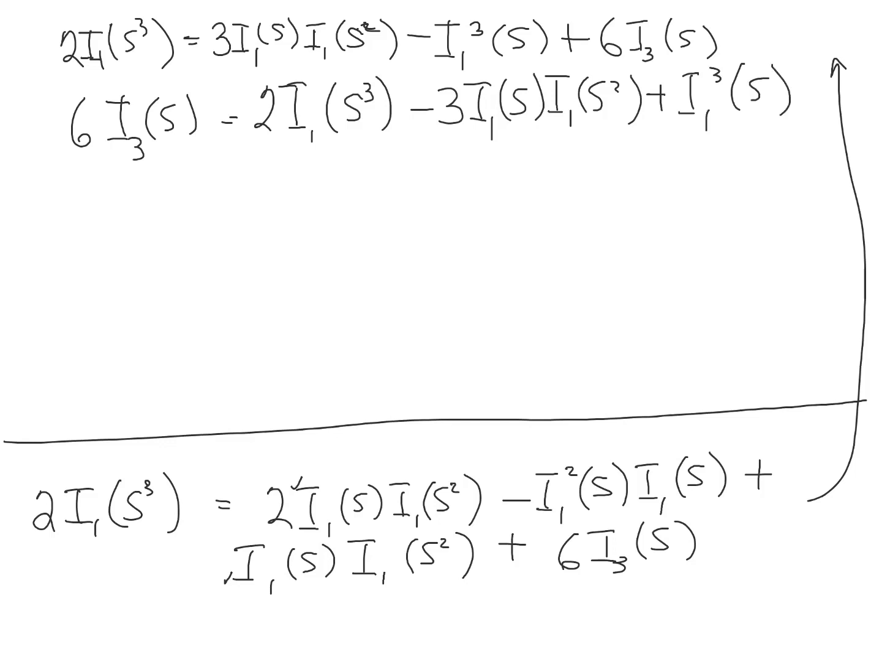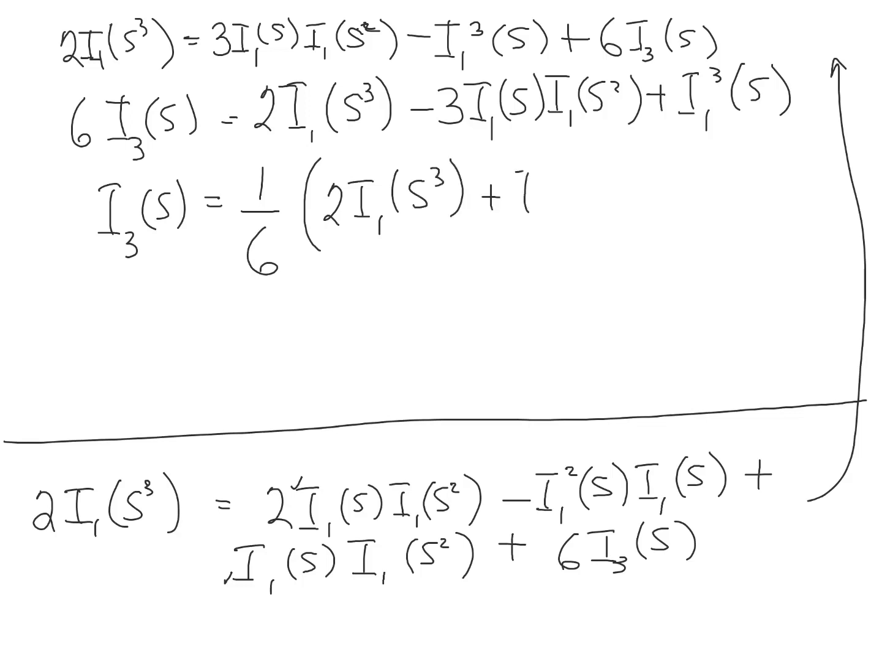So when we divide through by 6, you will get the answer in that slide. They just rearrange the terms. So let me just write exactly the way it appears there. 2 first invariants of S cube plus first invariant cube of S minus 3 first invariant of S first invariant of S squared.